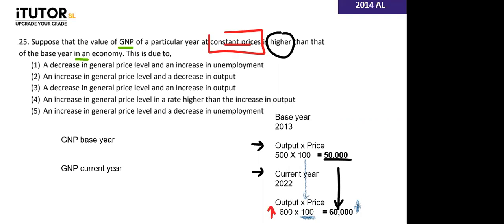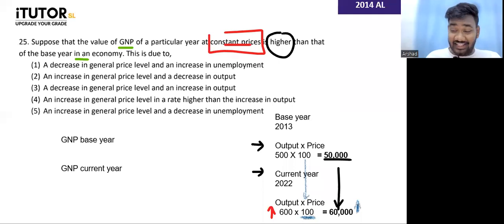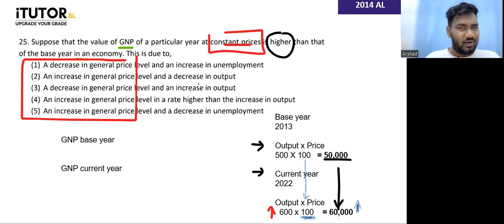Now the question comes. In this question, you're saying prices have not changed, but in every single answer, there is an increase or a decrease in price. Now they are saying constant prices. Constant prices means price can't change from the base year, right? But in every answer, there is a decrease in price, increase, decrease, increase. Every single answer talks about an increase or a decrease in price. Then how do we figure this out?